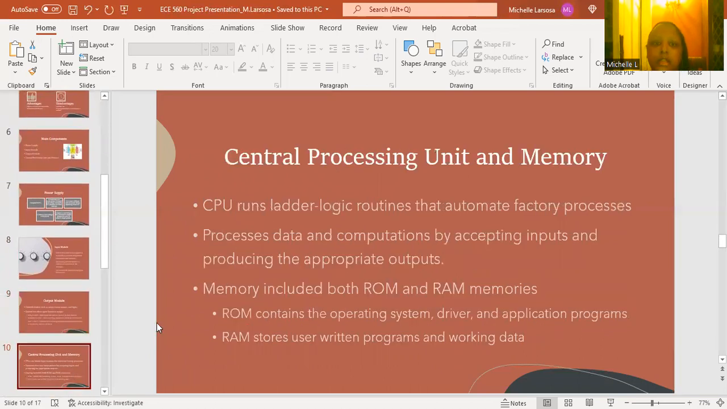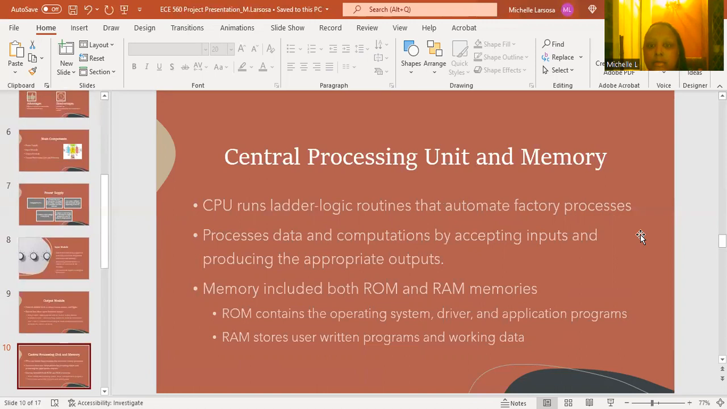So the central processing unit and memory, this is kind of like the brain and the heart of the system. The CPU is pretty much the computer. It's the smaller computer that then can communicate with other computers for the devices that are attached to it. The CPU runs the programming language. In this case, ladder logic is used a lot throughout PLCs. The CPU runs ladder logic routines that help to automate the factory processes.